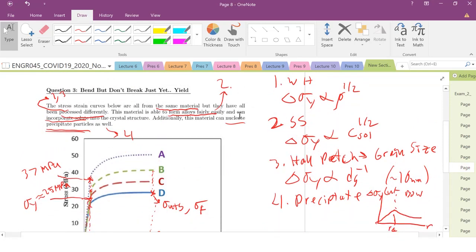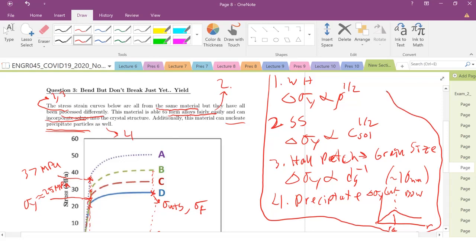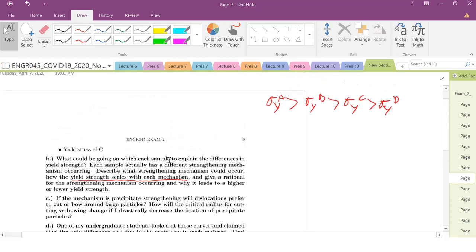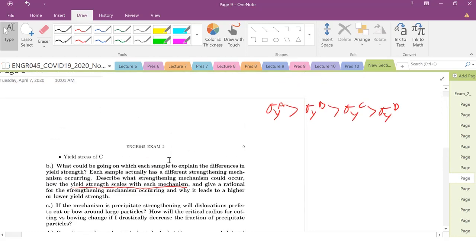So we already listed our 4 strengthening mechanisms, and we know how they scale and what parameter they scale with. So we've already answered essentially this question: describe what strengthening mechanism could occur and how the yield stress scales with each mechanism. So we've got that answer. But we're asked, if we have 4 materials and those 4 strengthening mechanisms, what could possibly lead to these different scaling phenomena, or what's going to push our yield strength up the most?